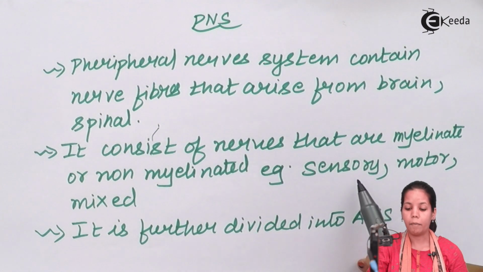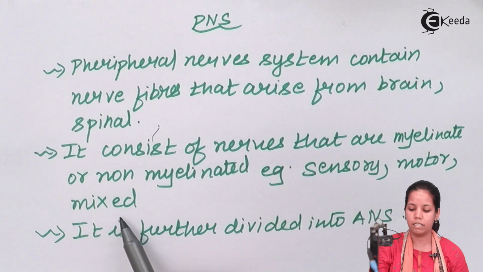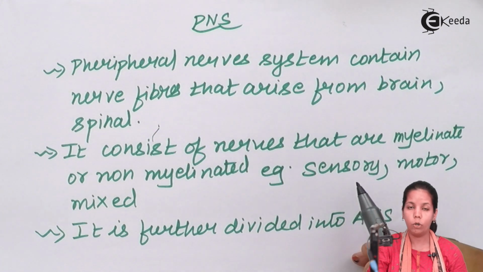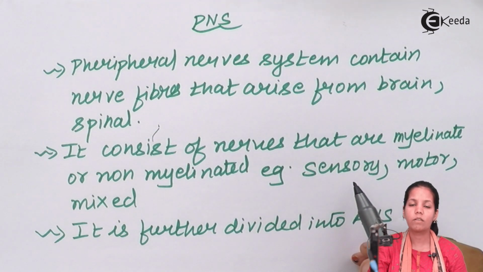Examples of nerves that are present in the PNS, or peripheral nervous system, are your sensory nerves, motor nerves and mixed nerves. Now if I talk about sensory, any nerve present in your eyes, skin, nose, which are sensory parts of your body, are called sensory nerves. Motor nerves are the ones that are associated with your hands or muscles, basically the muscular region.